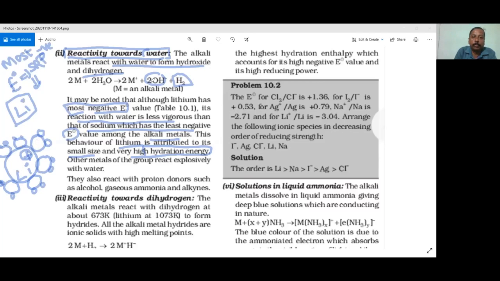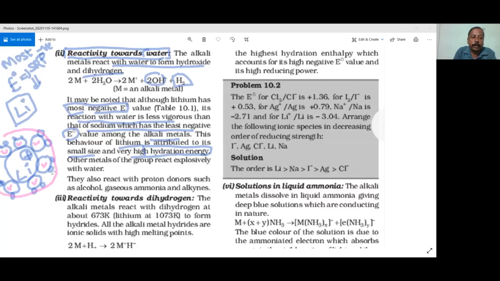This is a water molecule. Okay. I will point it out with a separate color, then it will be easy to identify. This is water, this is water, this is water, this is water, this is water, and this is water. Like that, water is surrounding the complete lithium. This is called hydration.